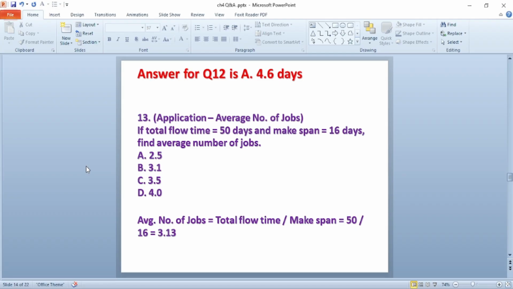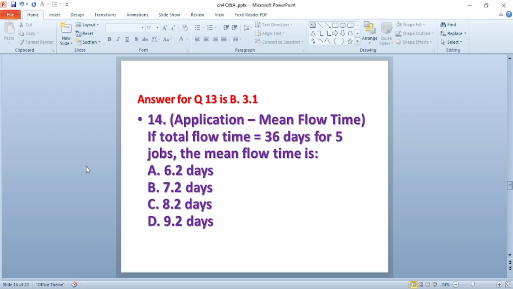Question number 13. If total flow time is 50 and makespan is equal to 16 days, find the average number of jobs. The average number of jobs is equal to total flow time divided by makespan, which is equal to 50 divided by 16, which is equal to 3.13. That is alternative B. So the answer is B.